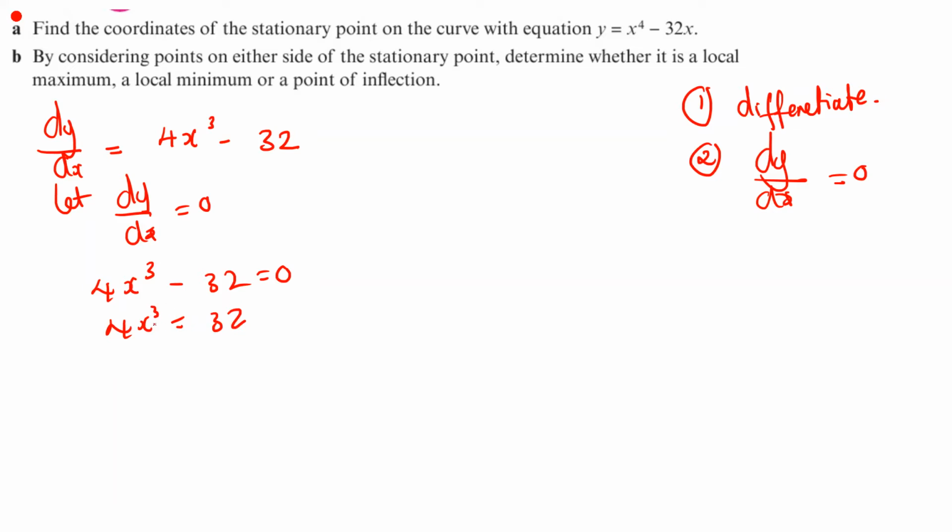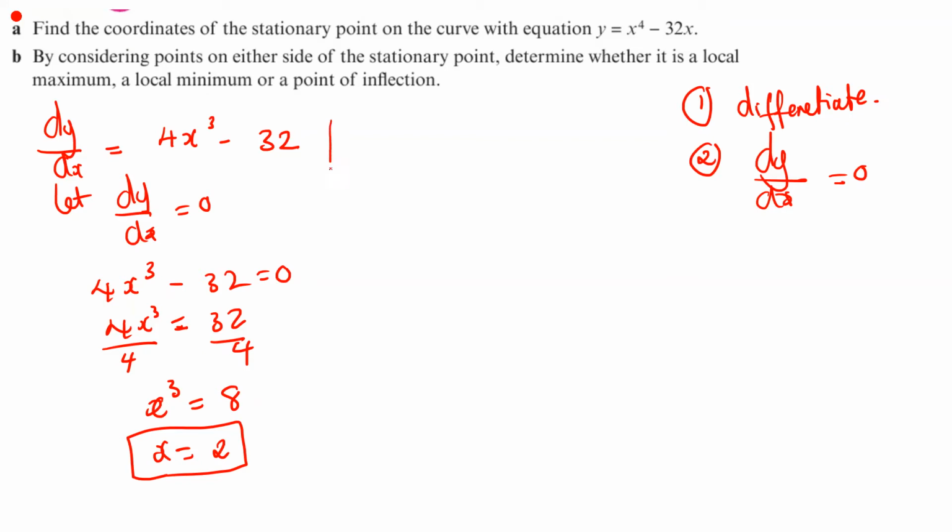And we're not used to solving cubics, but it's a special type of cubic, because if I divide both sides by 4, I'm left with x cubed equals 32 divided by 4, which is 8. And that's a cubic number. So x is equal to just 2. So now I have my answer. I've solved my dy dx.